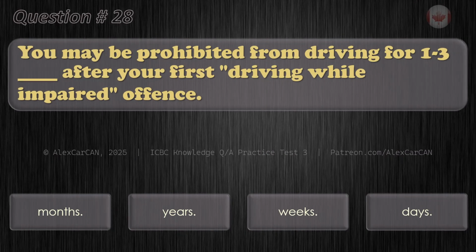Question number 28. You may be prohibited from driving for 1 to 3 after your first driving while impaired offense: months, years, weeks, days. The correct answer is years.